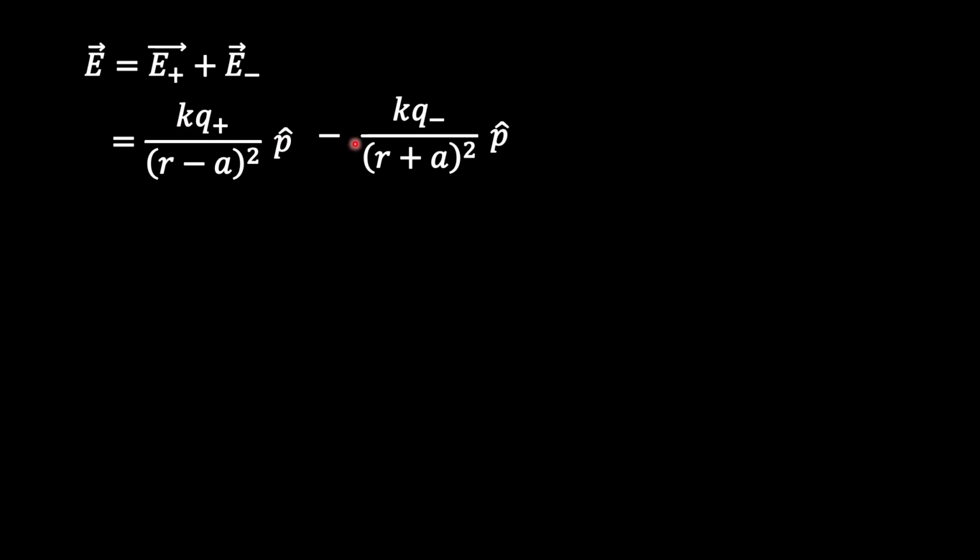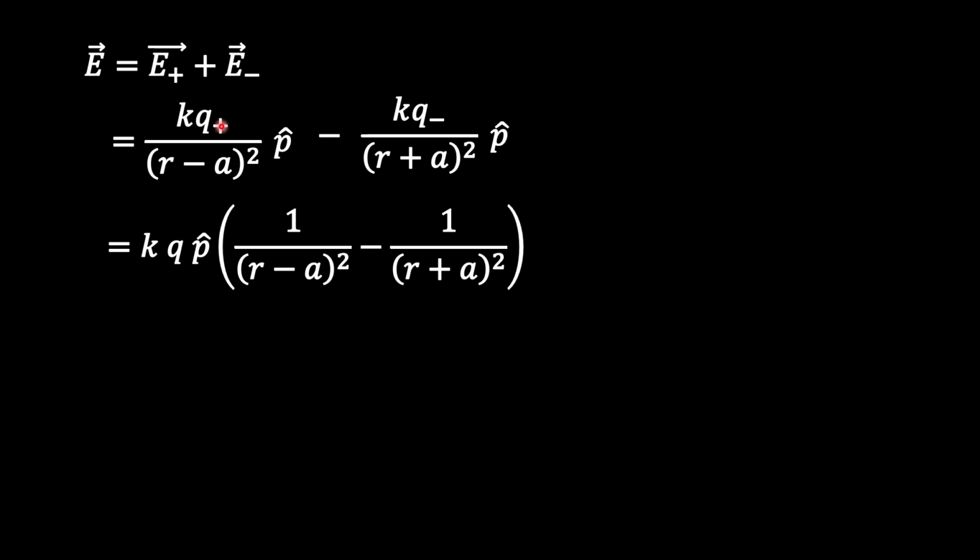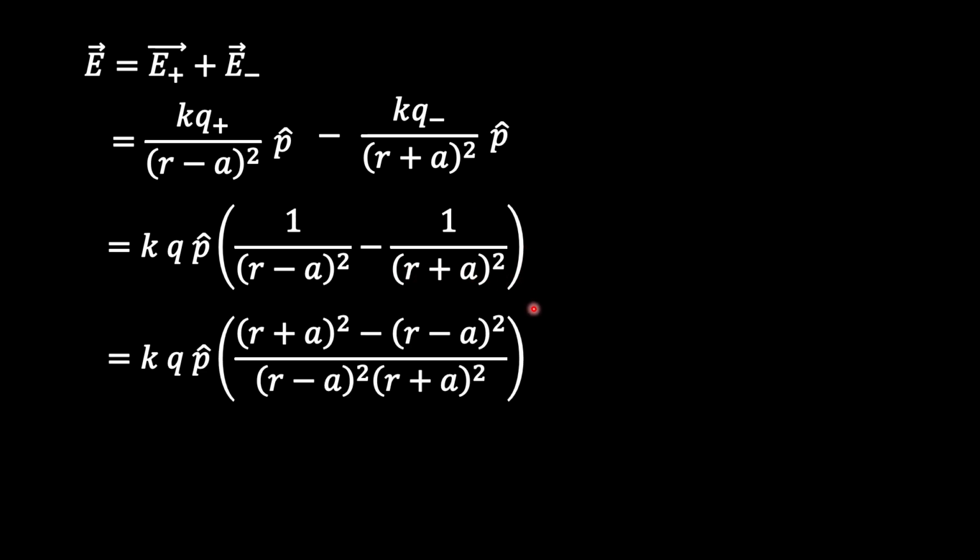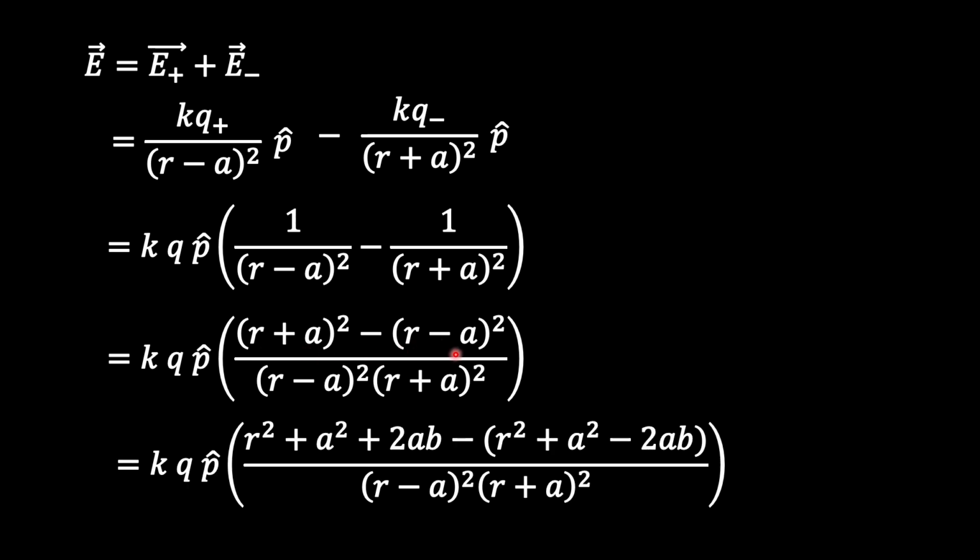So we can take Q value as a common factor, p cap and K value also, so that we get 1 by r minus a whole square minus 1 by r plus a whole square. Then taking LCM, that is doing cross multiplication and expanding these two values, that is r plus a whole square and r minus a whole square, we get this one.